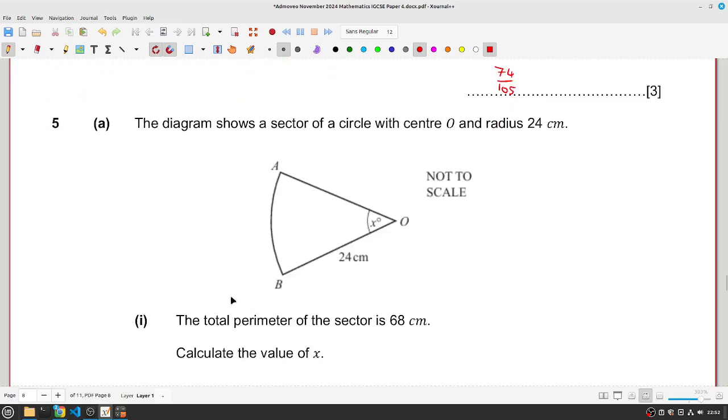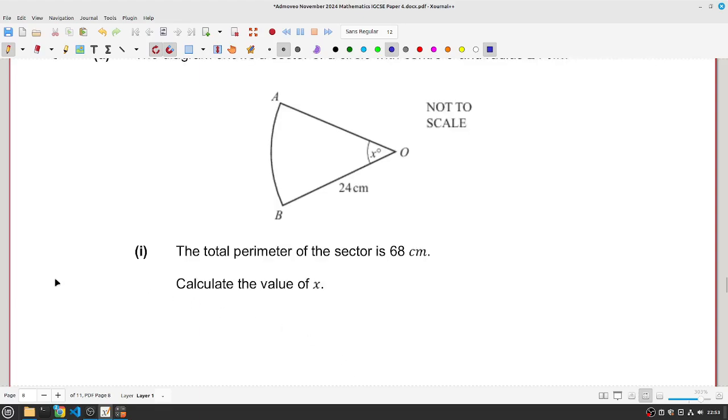Question 5. Okay, the diagram shows the sector of a circle. Let's go back to blue. Shows the sector of a circle with center O and radius of 24. The total perimeter of the sector, so that total outside length, is 68 centimeters. Find the value of x. Okay, to find the value of x, so we know that's 24. That is also a radius, so that's also 24. Which means that's 48. So we need another 20 here to make the 68, right?